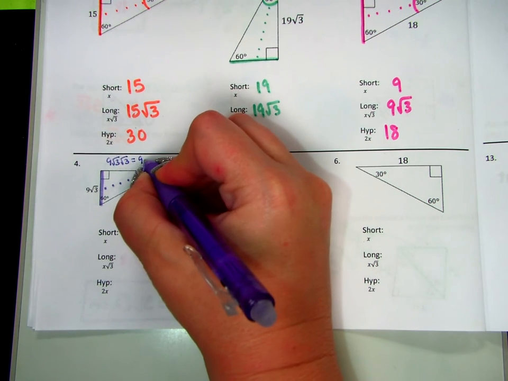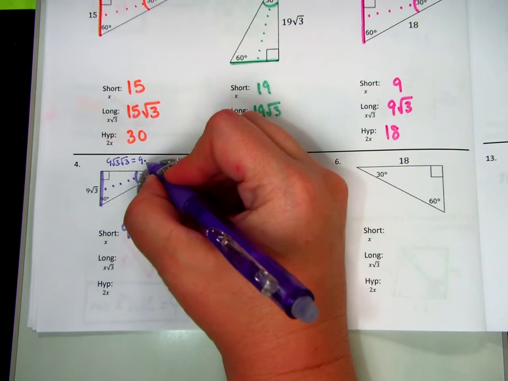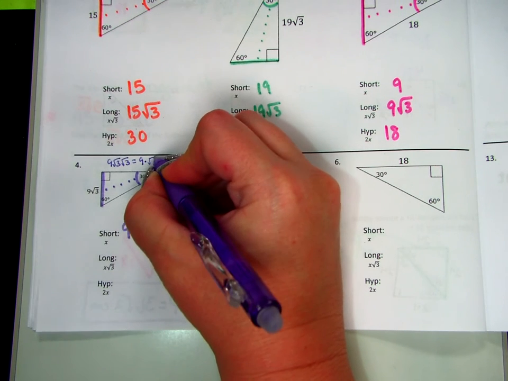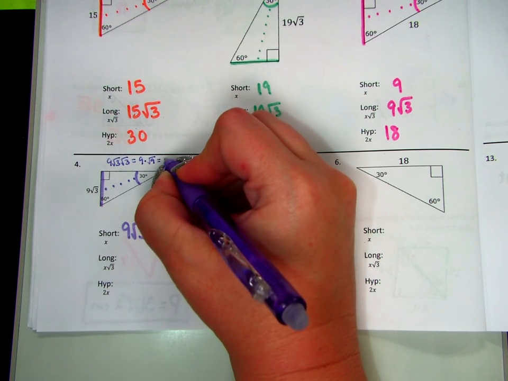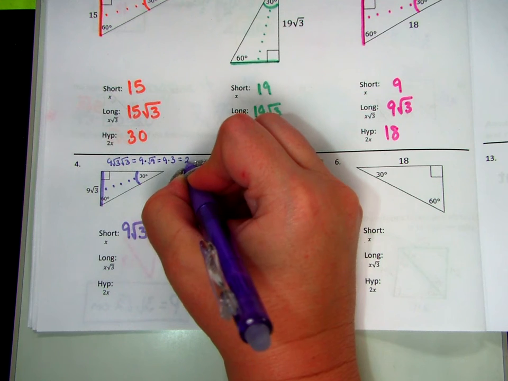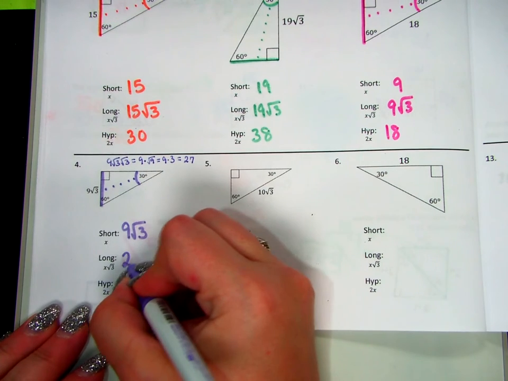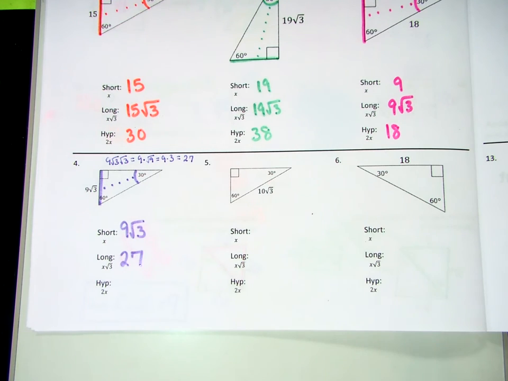Square root of 3 times square root of 3 is what? 3, right? If you're not sure why, let me show you. 3 times 3, that's really the square root of 9. And the square root of 9 is 3. So 27 is my long leg. Does that make sense?